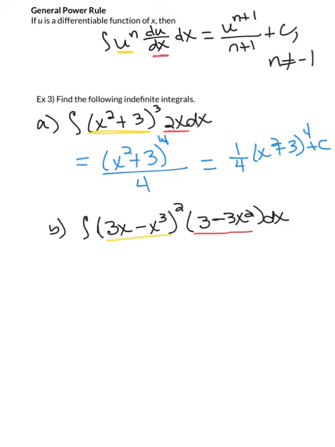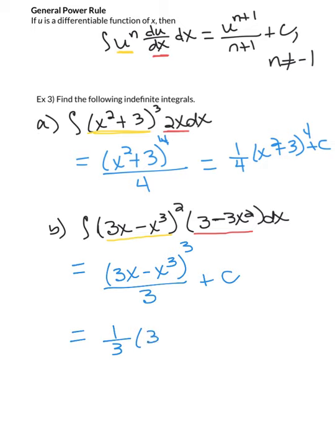Because we meet the power rule, then our answer will be the original quantity raised to a power. We're going to keep that. So it'll be the 3x minus x cubed. Our power in the integral was 2, so we're going to go up by 1 to 3 and put that over 3 plus our c. If you want to, but you don't have to, you can write this as 1/3 times the quantity of 3x minus x cubed to the third power plus c.